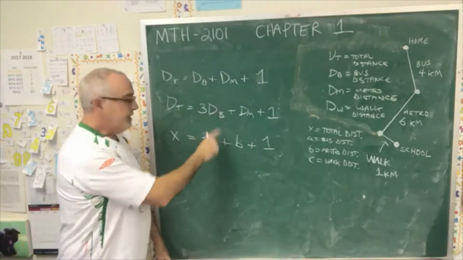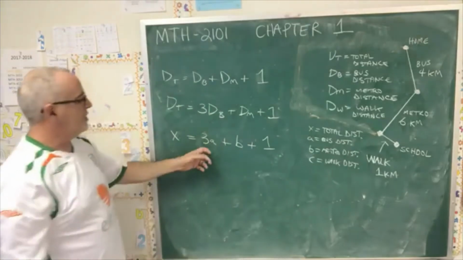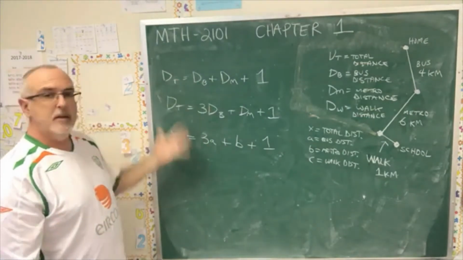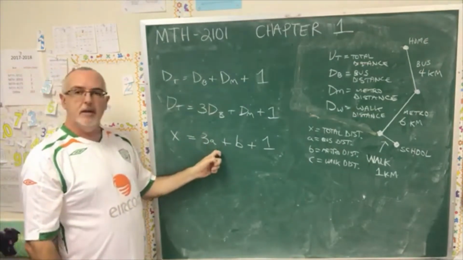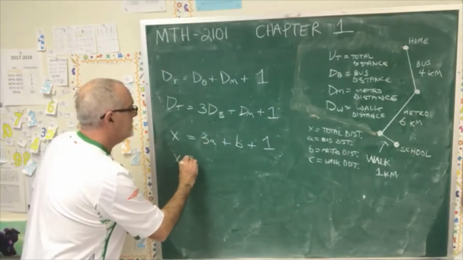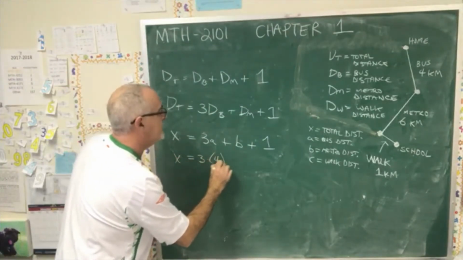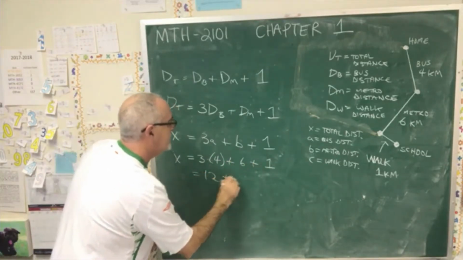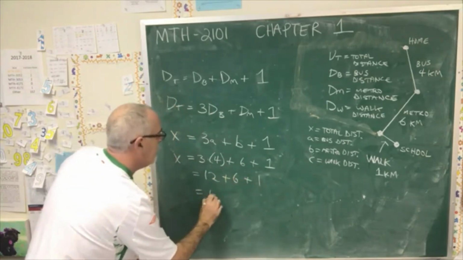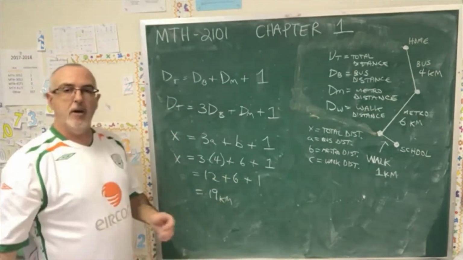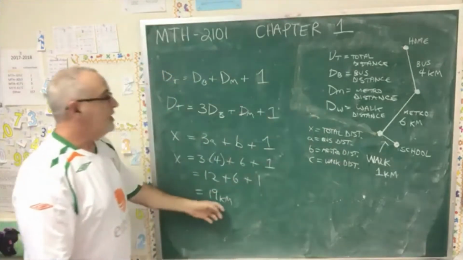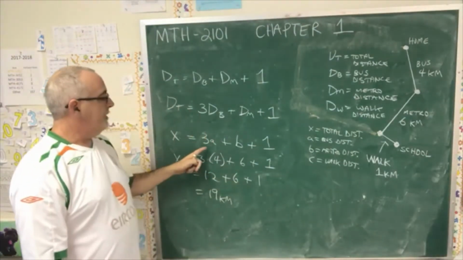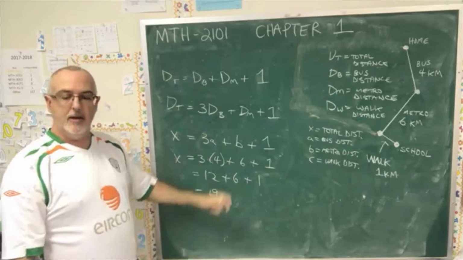This is a little hard to look at. This I find is a little easier to look at. I think most students would prefer this. But what you see is that in order to solve the total distance problem, we have to multiply the bus distance by 3. So let's do it. X is equal to 3 times the 4 kilometers plus the 6 kilometers plus the 1 kilometer, which is 12 plus 6 plus 1, which is 19 kilometers. So if I forget my homework and I have to ride the bus 3 times, I go 19 kilometers instead of the usual 11. The numerical coefficient is very useful when we're building an equation like this.